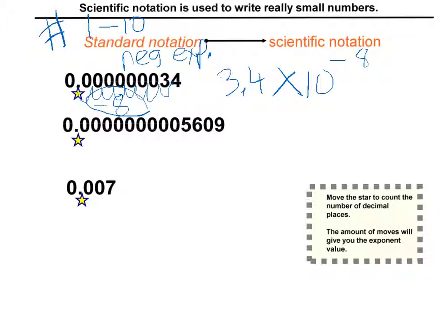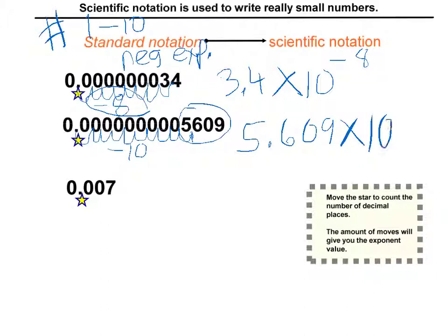Our next one, we're going to have to move our decimal all the way to right here. So here we go. 1, 2, 3, 4, 5, 6, 7, 8, 9, 10. I moved it 10. I'm going to say -10 because it was a very small number. And now I'm going to write this portion with the new decimal. I'm going to write 5.609 times 10 to the -10th power because it was a small number.